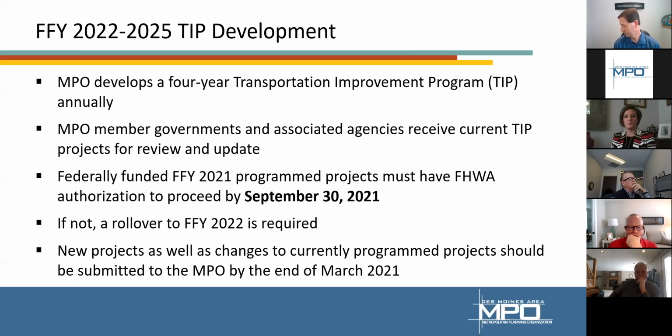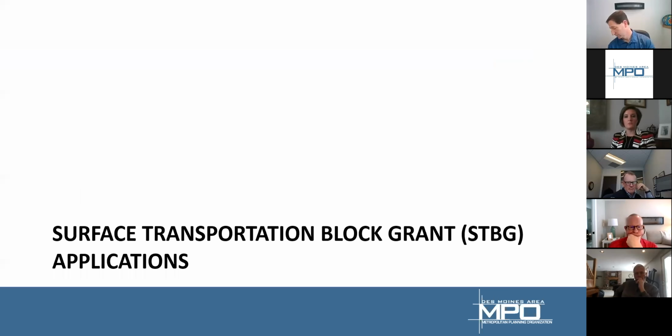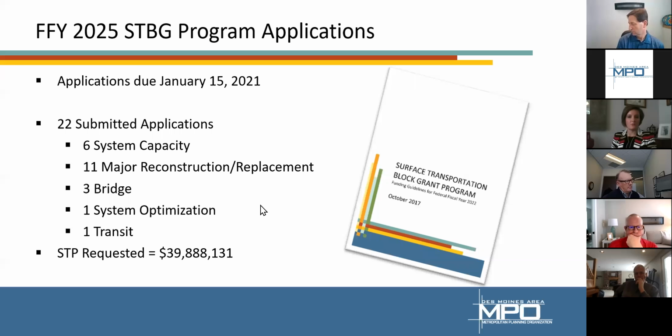All right, we'll move on to item 15, report FY 2025 Surface Transportation Block Grant applications. Zach. Yes, we just want to give you a quick update on the applications that were submitted for federal fiscal year 2025 STBG funding. They were due back on January 15th. In total, we received 22 applications. You can see how many applications we received in each of the various different categories there on your screen.